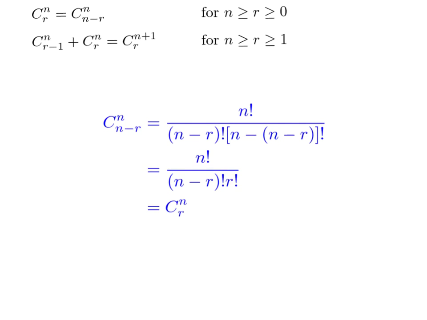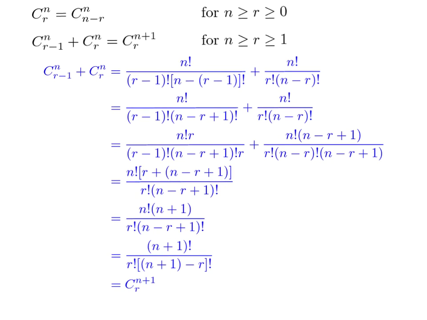This is the proof of this identity. Okay, by definition, we have nC(n minus r) is that. Note that n minus (n minus r) is equal to r. So this one is actually equal to nCr. This is the proof of the second identity.